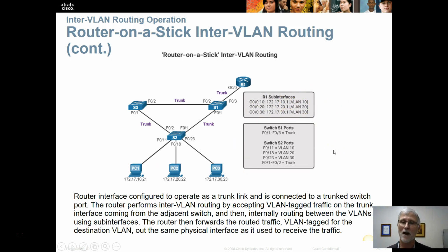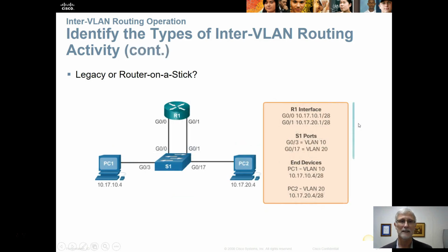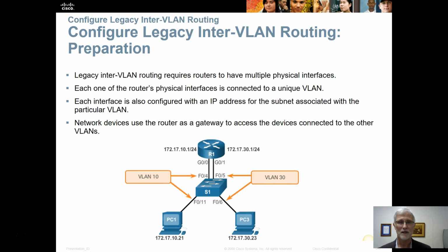So it's configured to operate as a trunk link connected to a trunk switch port, and it allows that inter-VLAN trunking. But you've got to make sure the sub-interfaces match these VLANs now. So here's just an activity that you can go through. I'll let you guys go through this.